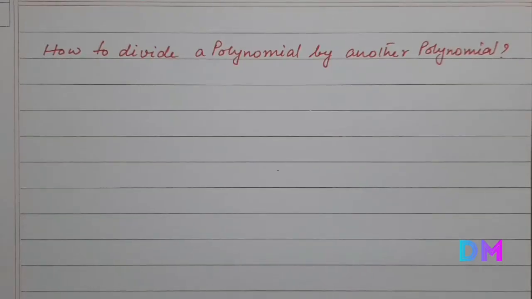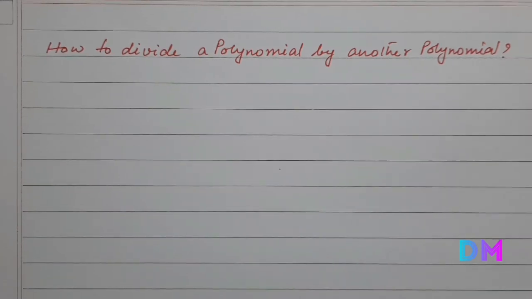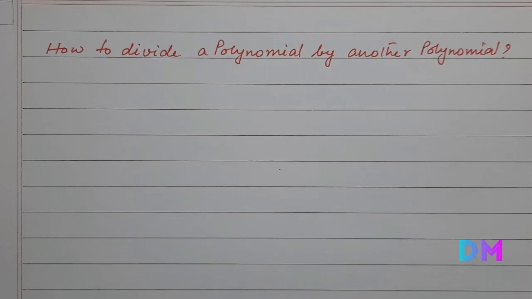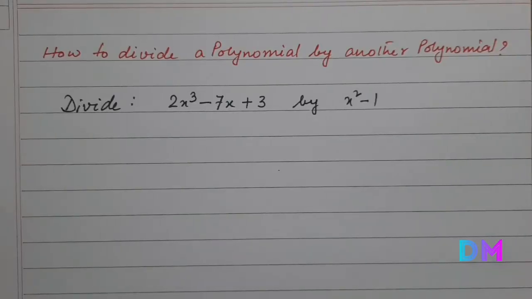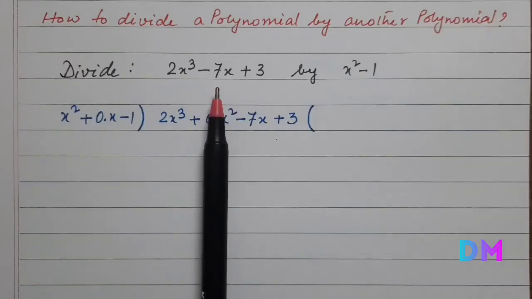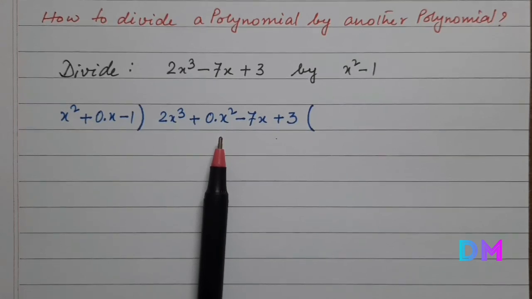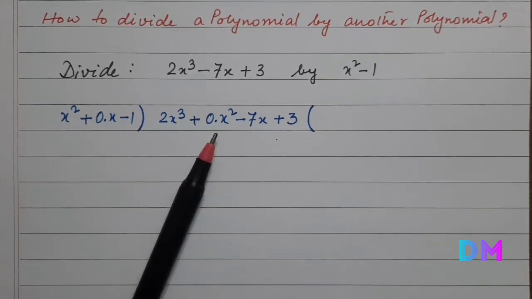Now next we will learn how to divide a polynomial by another polynomial. Let us see by an example. The example is: divide 2x³ − 7x + 3 by x² − 1. So here this is the dividend and we will write this polynomial here. But since the term x² was not there, we should mention this as 2x³ + 0 into x² − 7x + 3.